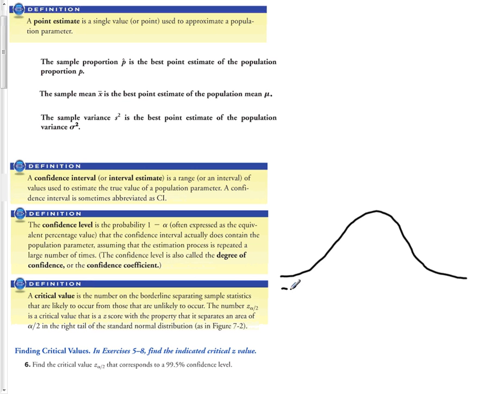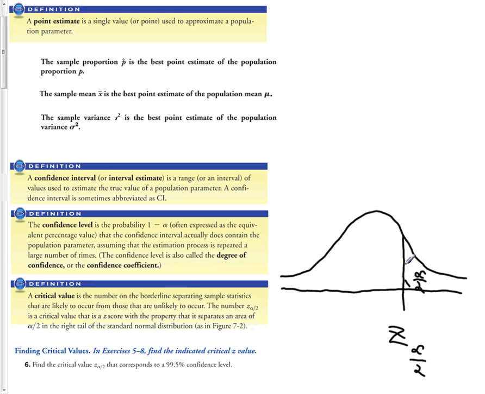And what this says is that the critical value, which we call the z of alpha over 2, let's write that out. Oops, my alphas are not great. It's the z of alpha over 2. So the critical value, which we're calling the z of alpha over 2, is the z-score that separates an area of alpha over 2 in the right tail of the standard normal distribution.